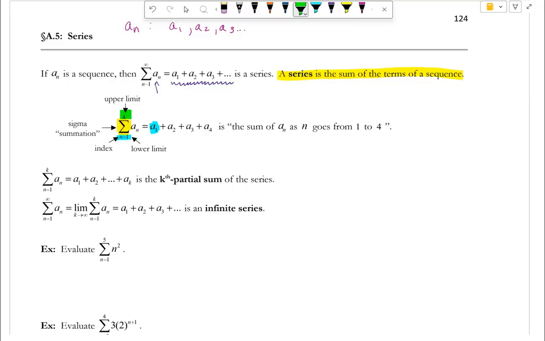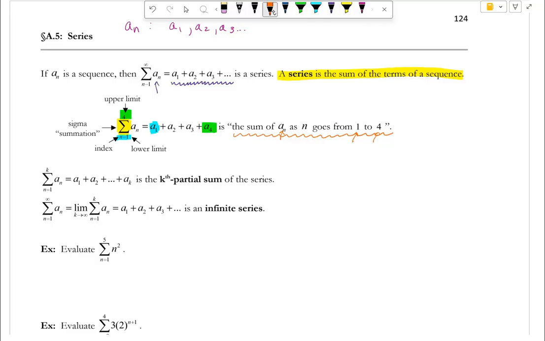And this is going to tell me to add all of my terms from 1 to 4 of this sequence. So I could read this as the sum of a sub n as n goes from 1 to 4. In other words, this is the sum of all of the terms of some sequence defined as a sub n from the first term to the fourth term. So from when n equals 1 to when n equals 4.